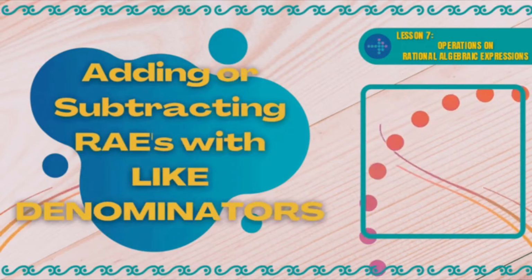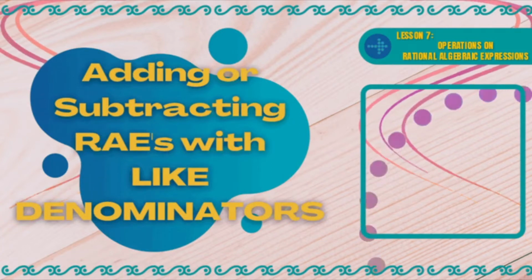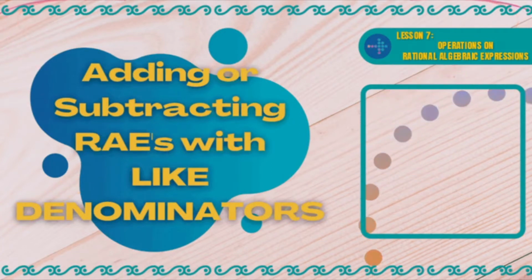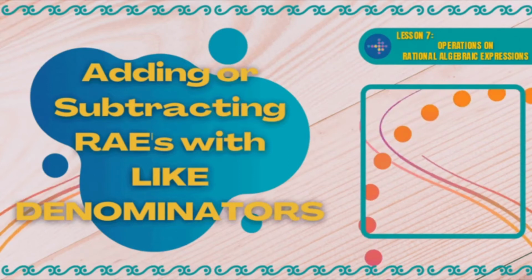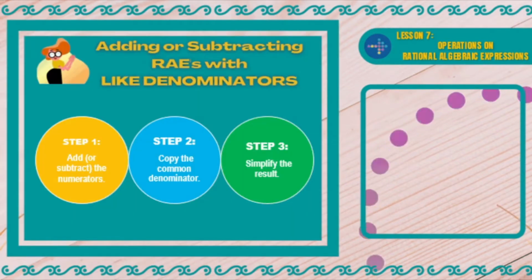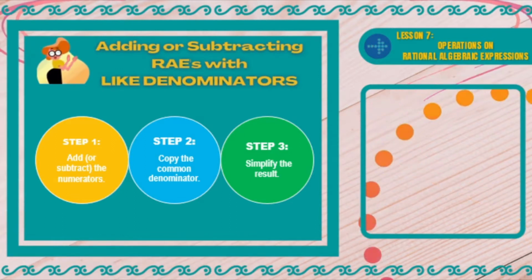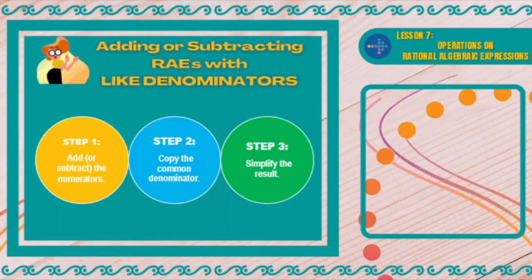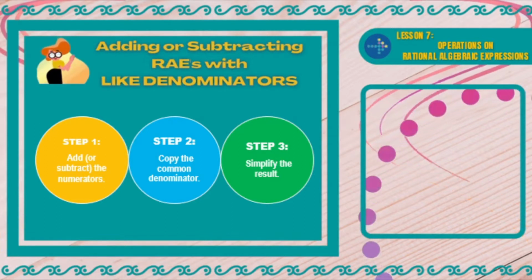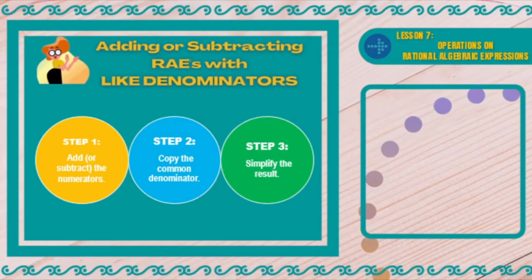So, adding or subtracting RAEs with like denominators. When we say like, magkapareho sila ng denominators. In adding or subtracting RAEs with like denominators, step 1, we need to add or subtract the numerators. Then 2, copy the common denominator. Then 3, simplify the result.